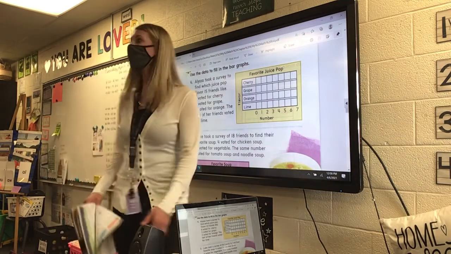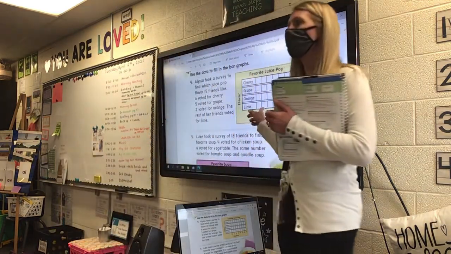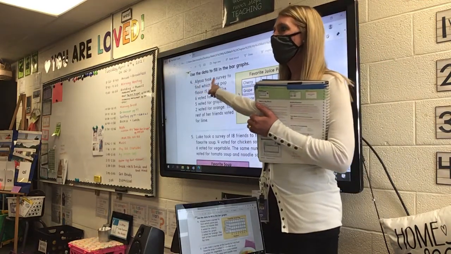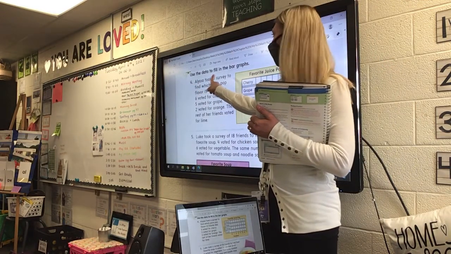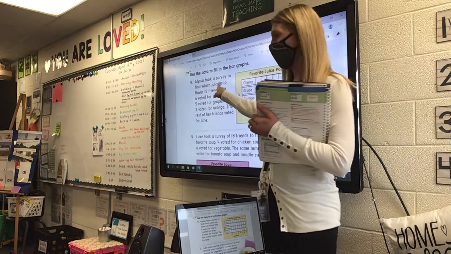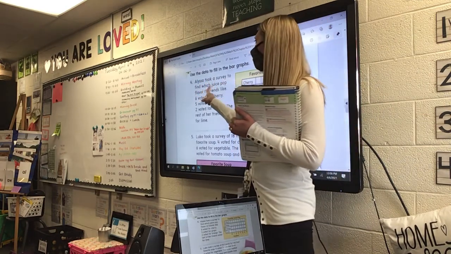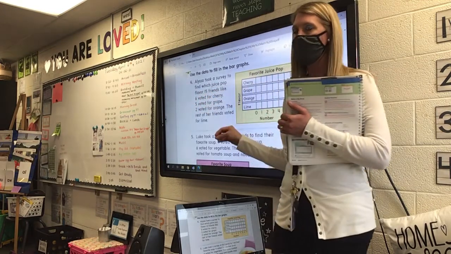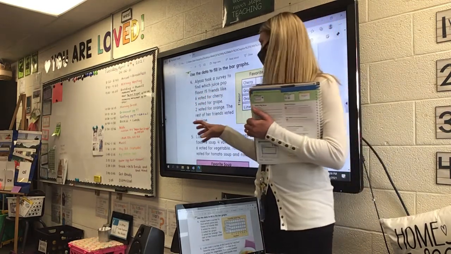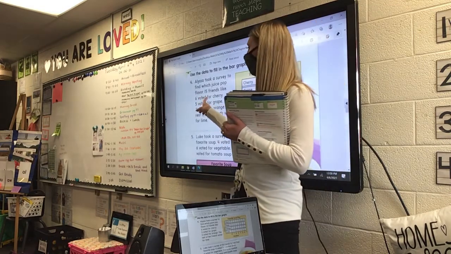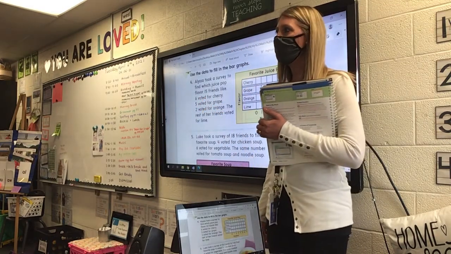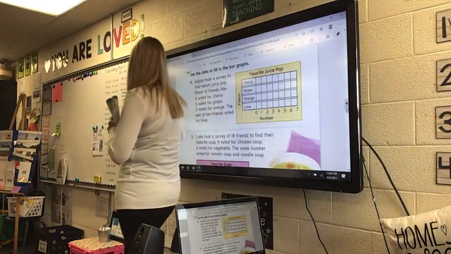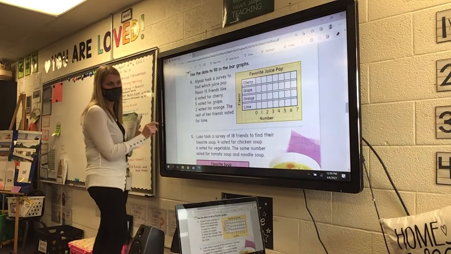Okay, we're gonna use the data to fill in this bar graph. I will read it. You listen to what we have to color in first for our first bar. Alyssa took a survey to find which juice pop flavor 15 friends like. So I know that 15 friends are voting. 6 voted for cherry. So right now, Mrs. Murphy heard that 6 voted for cherry. So how many bars do I color in, Mason? 6.